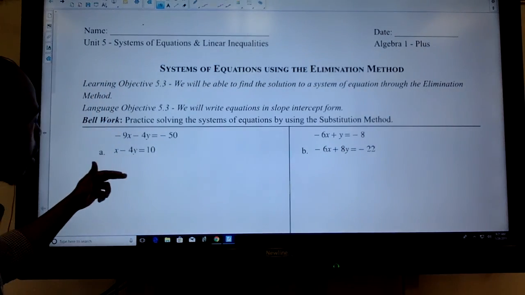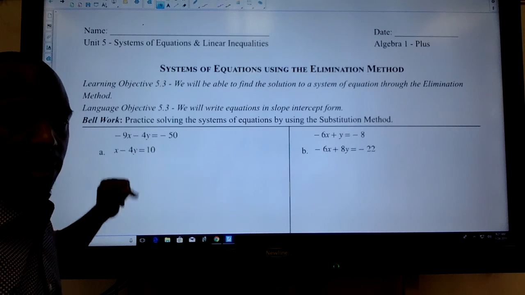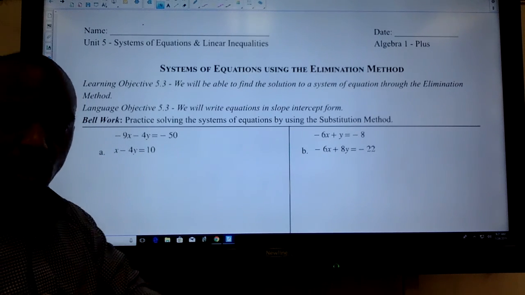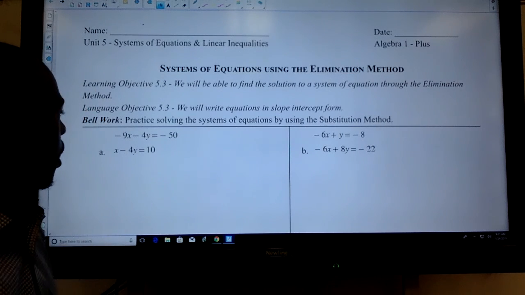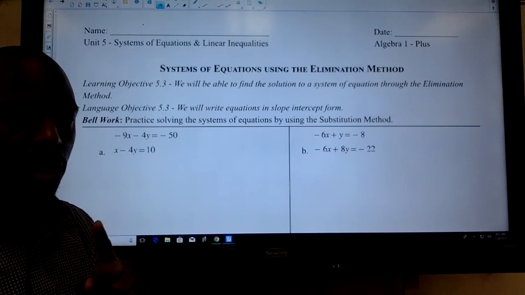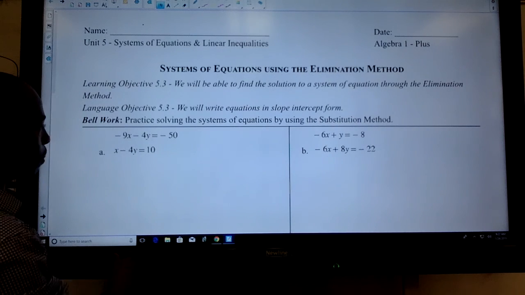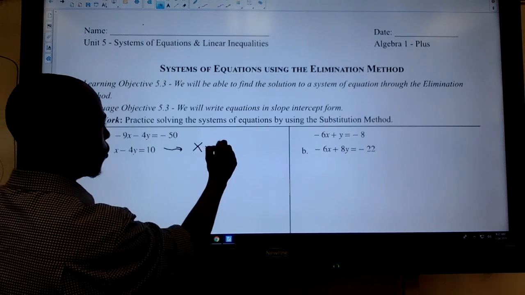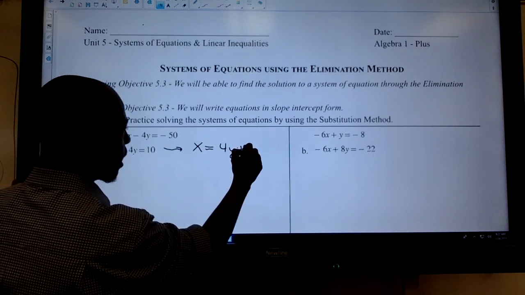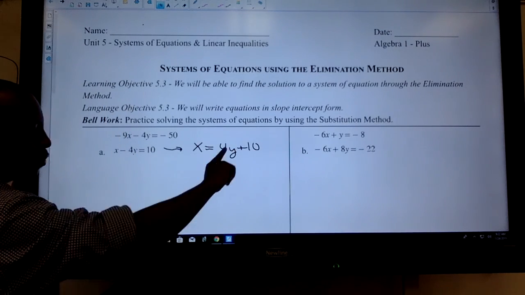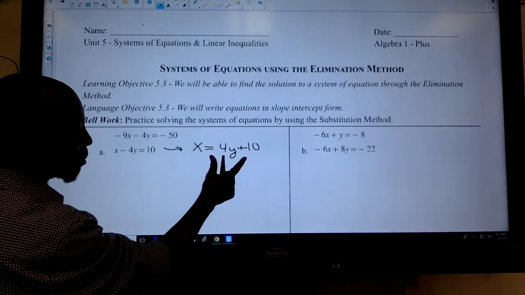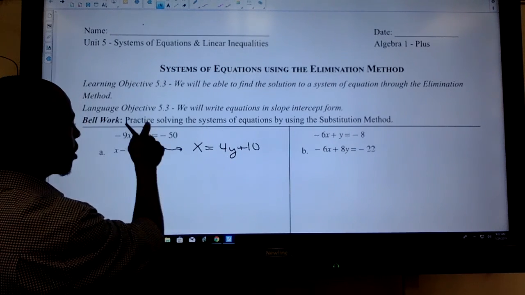Now, out of these two equations, I'm going to solve for x in the second one because I see that x has a coefficient of 1. And as we talked about in 5.2, I'm looking for the variable with the coefficient of 1. So I'm going to solve for x in the bottom one here. This is going to give me x is equal to 4y plus 10. What I did is I moved the 4y over. It became positive.